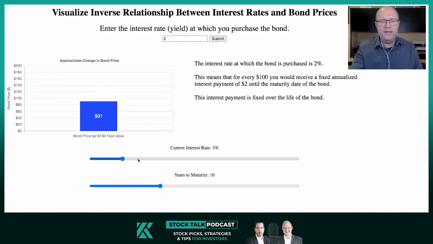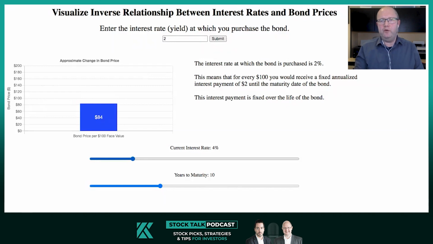But when interest rates increase, your bond is going to get worse relative to the current bonds. So your bond is going to trade at a discount, right? So rising interest rates are one of the biggest risks for the bond investor.